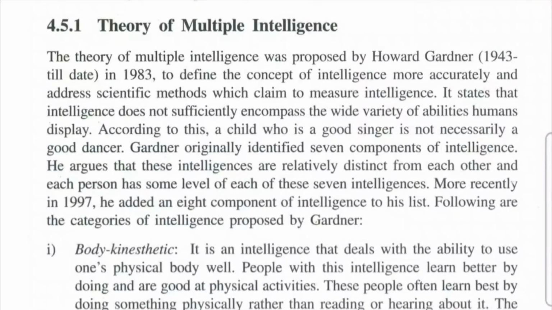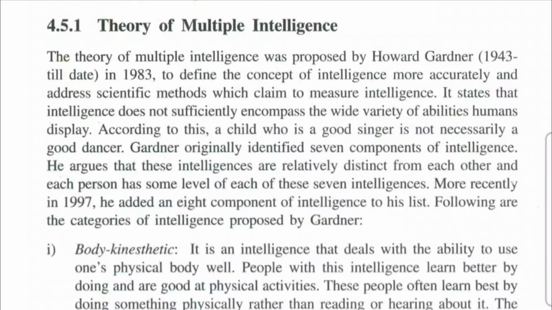The theory of multiple intelligence was proposed by Howard Gardner, 1943 till date, in 1983, to define the concept of intelligence more accurately and address scientific methods which claim to measure it. It states that intelligence does not sufficiently encompass the wide variety of abilities humans display. According to this, a child who is a good singer is not necessarily a good dancer.